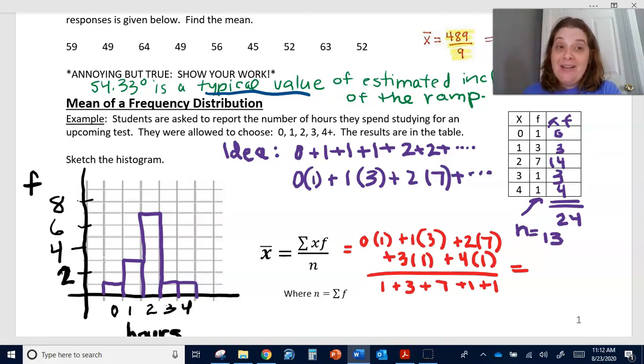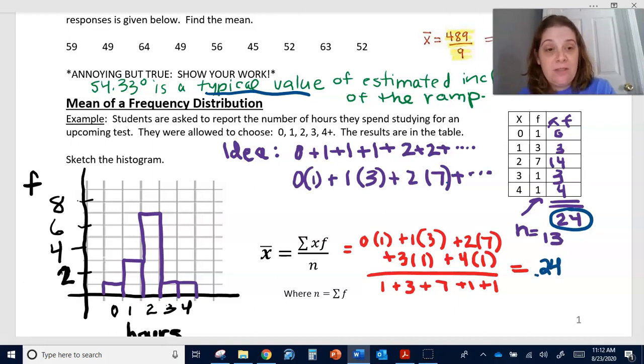So what I'm going to do as a shortcut is, instead of adding them up individually, I think, okay, I've got 1 zero, 3 1s, and 7 2s. So essentially we're doing a multiplication here. Instead of going 0 plus 1 plus 1 plus 1, I'm going to do 0. 3 1s would give me 3. 7 2s gives me 14. 1 3 gives me 3, and 1 4 gives me 4, and those add up to 24. So 1 zero, 3 1s, 7 2s, 1 3, 1 4, that gives me a numerator here of 24.